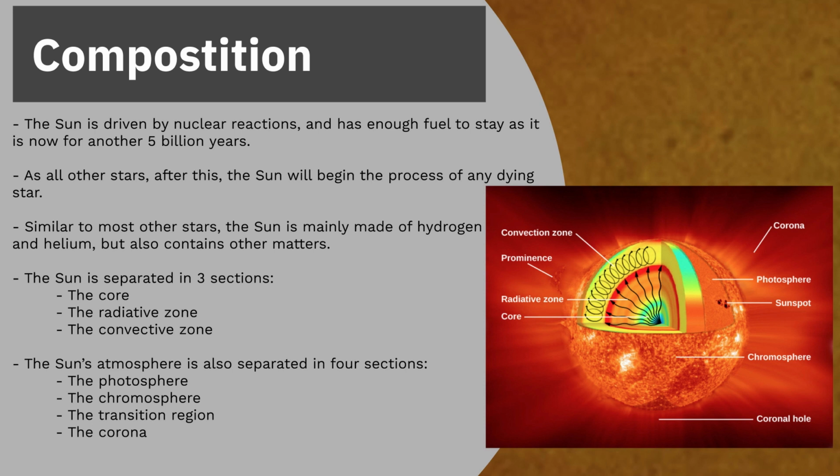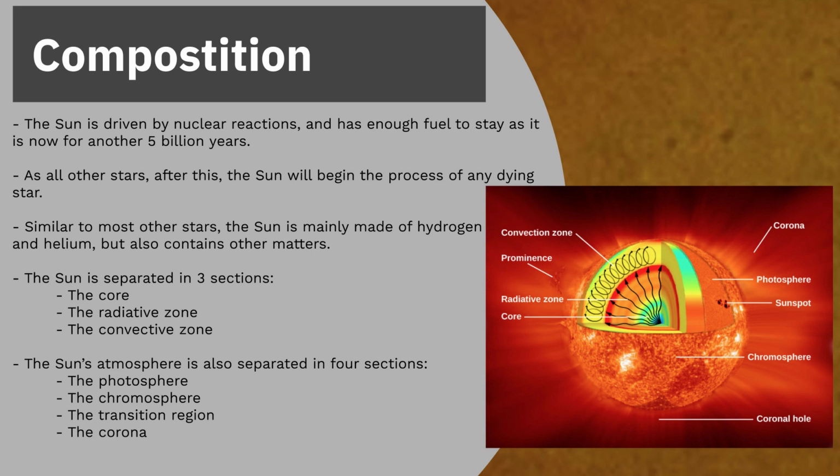Similarly, the atmosphere of the Sun is separated into 4 sections. First, the photosphere is the lowest layer of the atmosphere. This section is what emits the light we see from Earth. This section is about 500 kilometers thick, and temperatures range from 6,000 degrees to over 4,000 degrees.